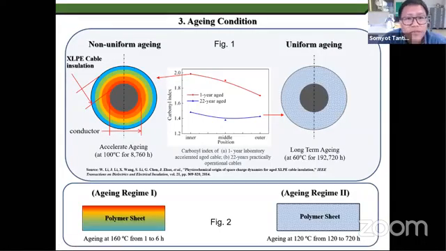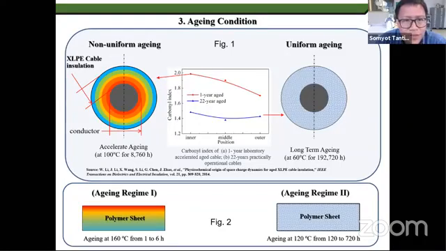So for the aging condition, as I said, we consider two forms of aging. In figure 1, this is the form of aging in real cables proposed by some Chinese researchers. For figure 1 on the left-hand side, we can see XLPE cables with accelerated aging at 100 degrees Celsius for 8,760 hours, which is a year. And on the right-hand side, this is a practical cable used at 60 degrees Celsius for 22 years.